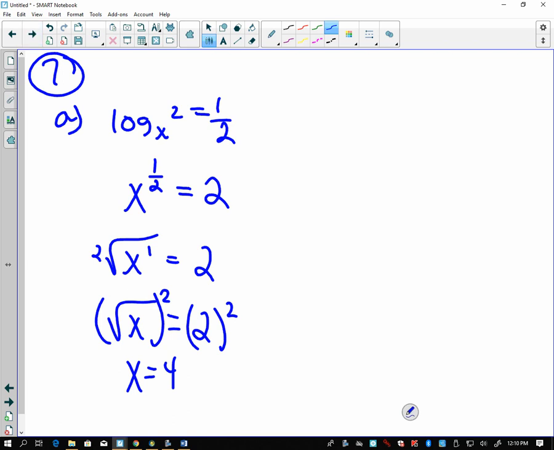7a is 4. Okay, let's try to do b right here. b is log base 3 of 1/3 equals x. We'll bring 3 up, we'll bring x there. 3 to the x equals 1/3.